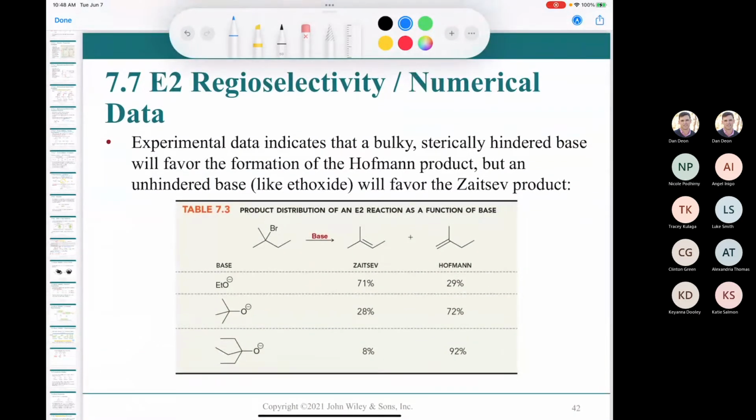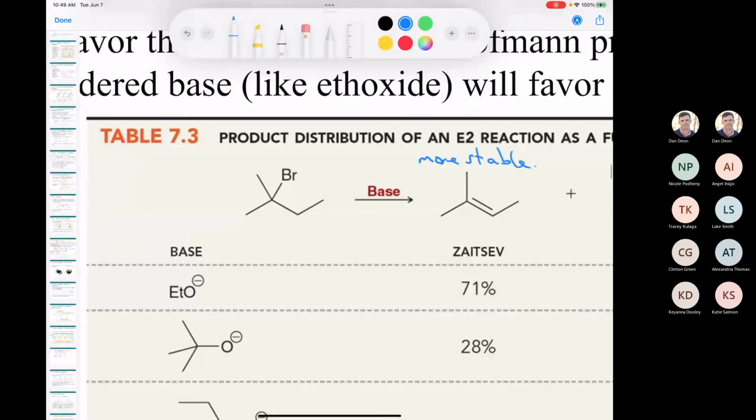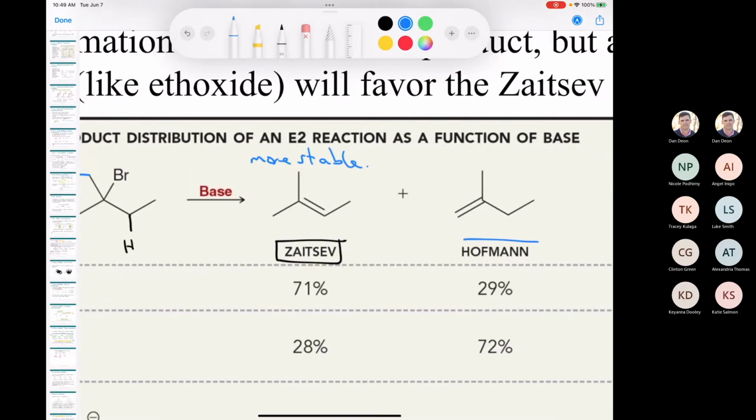It says here, if you look at this table, the data in here shows that the more bulky or sterically hindered a base is, the more it's going to favor the Hoffman product versus the Zaitsev product. If you have an unhindered base, it's going to make the Zaitsev product. Now, why would that be? Well, remember that this is the more stable alkene, right? Because it's more substituted, it is more stable. So if the base can form the more stable compound, it will. If we go back to our substrate, you have the black protons. If you pull that off, you get the Zaitsev product. Then you have the blue protons. If you pull one of those off, you end up with the Hoffman product.